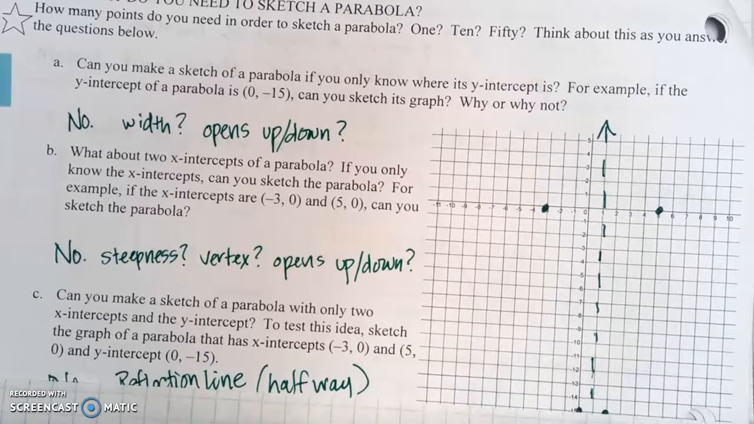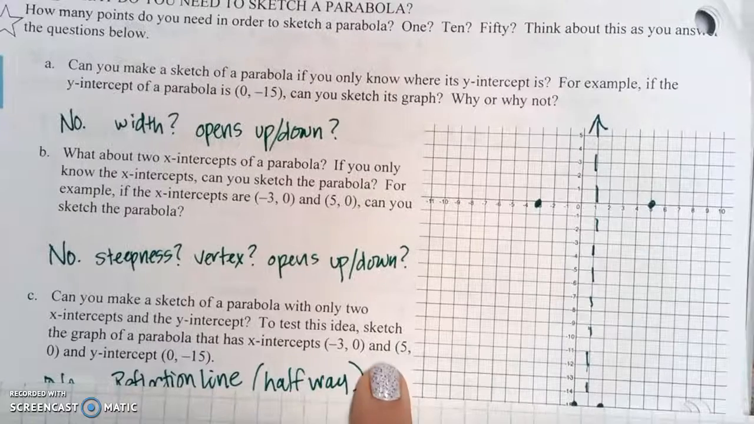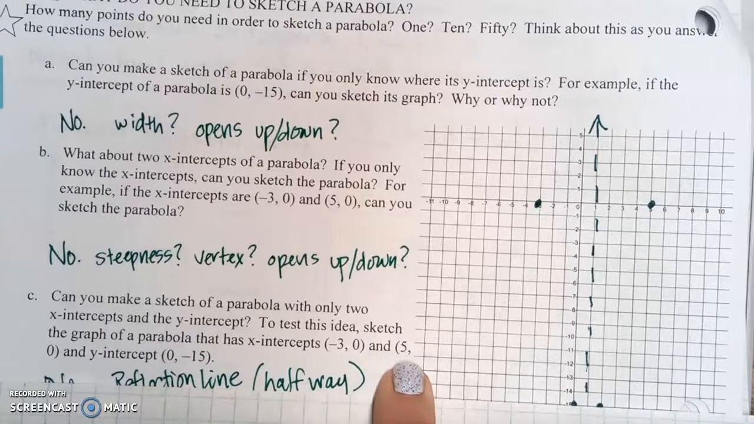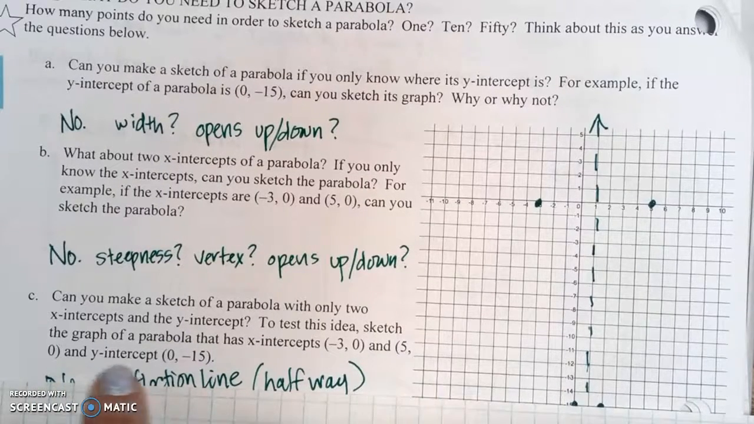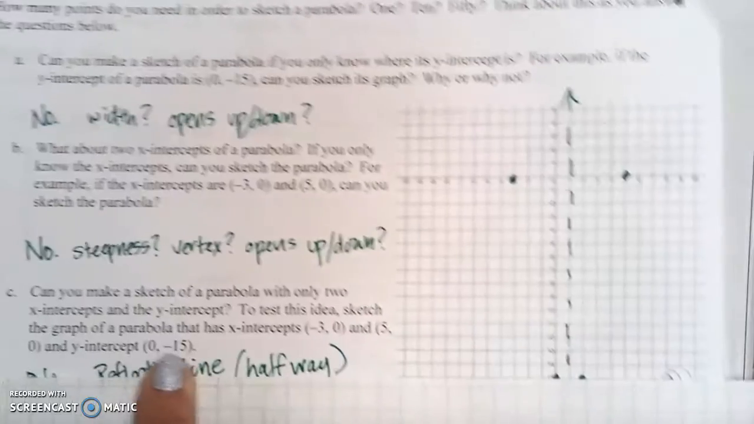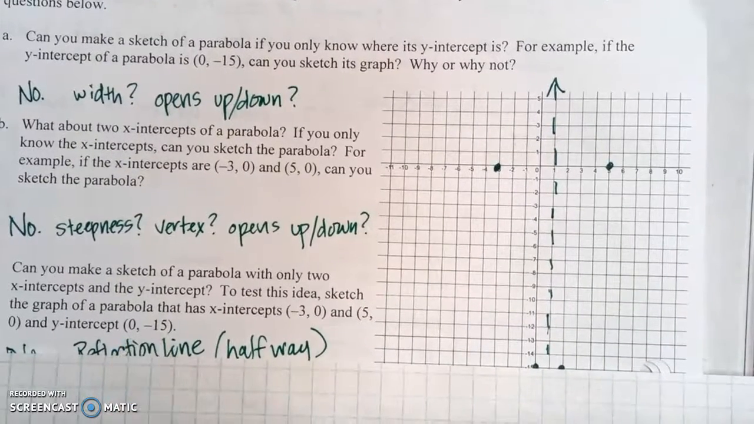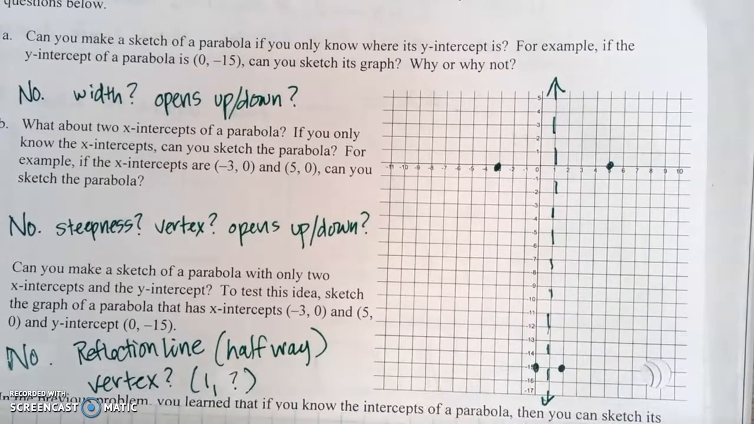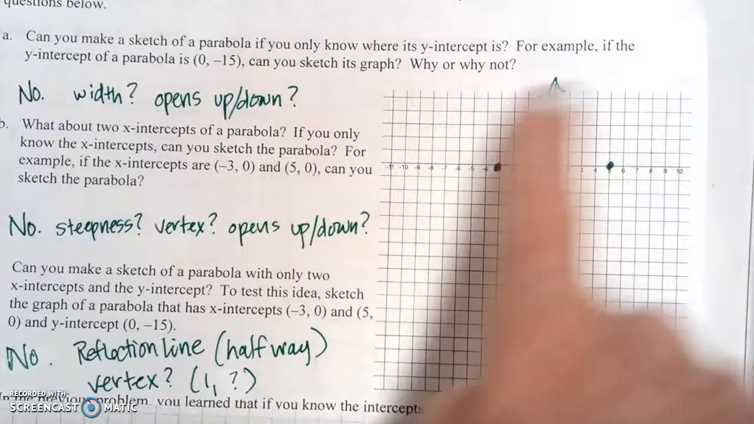Part C says, can you make a sketch of a parabola with only 2 x-intercepts and the y-intercept? To test this idea, sketch the graph of a parabola that has x-intercepts at (-3, 0) and (5, 0), and the y-intercept at (0, -15). Okay? So we're going to do that on this graph over here to the right.